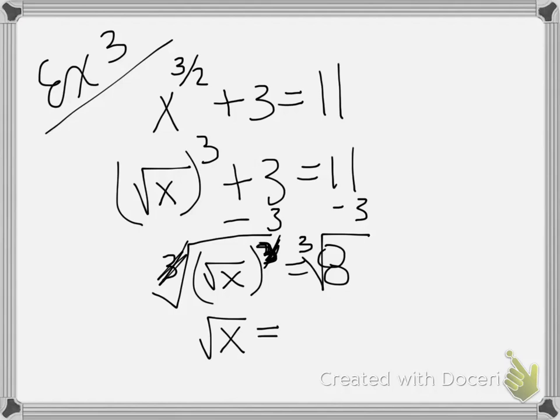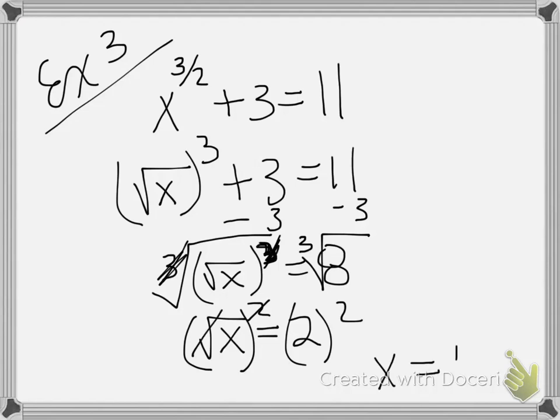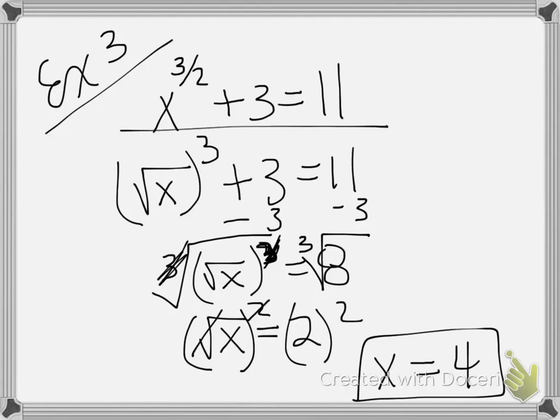The cube root of 8 is 2. So now what I have is the square root of x equals 2. How do I get rid of the square root? Well, I square and I square. So squaring the square root leaves me with x, and 2 to the second power is 4. So x to the 3/2 power plus 3 equals 11. That's my problem. If I plug in 4, then that's my solution to this problem.